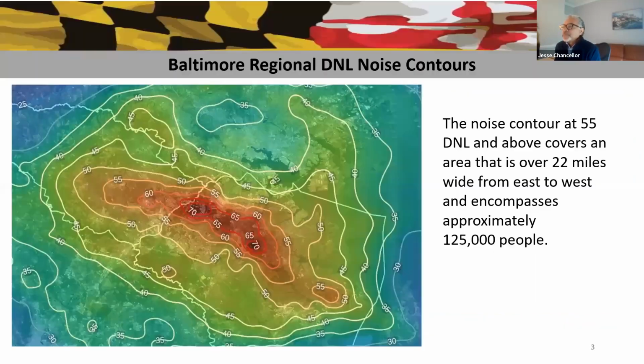Next one, please. Here's another page from our report, which illustrates the post-next-gen noise contours in the Baltimore region generated by monthly operations at BWI. This graphic generates lots of comments in our area because people generally were unaware until we did the report and Vionair did the modeling that significant airport noise pollution at the 55 DNL contour covers an area from east to west that's 22 miles wide and encompasses approximately 125 to 130,000 people.